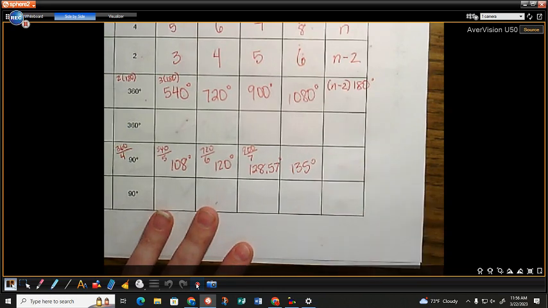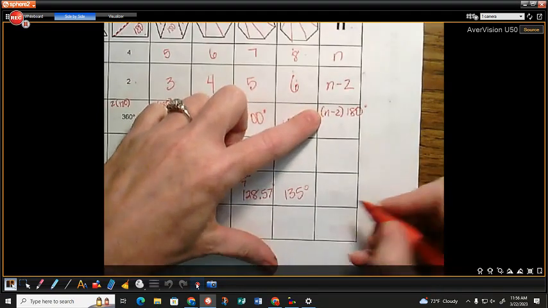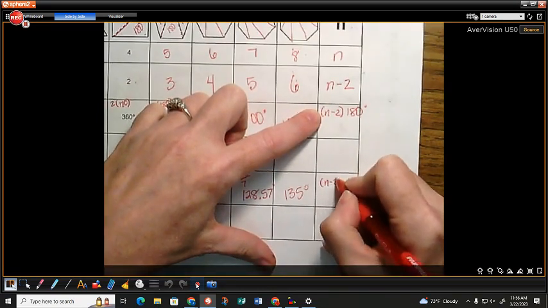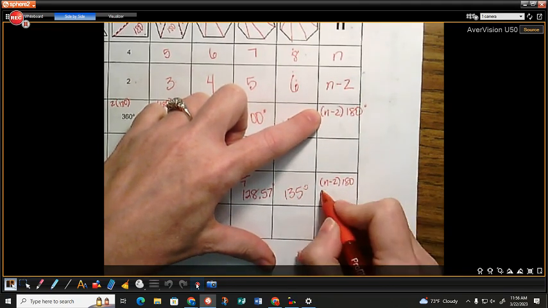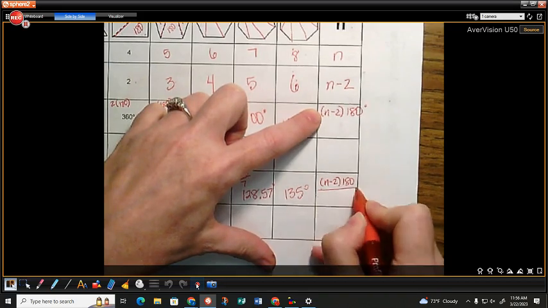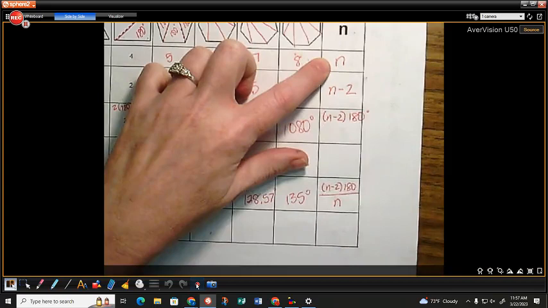What about for an n-gon? n minus 2 times 180. I'll take this number, so it happens to be n minus 2 times 180. That's the total number of degrees. And then how do I get just one of the angles? Divided by the number of angles.